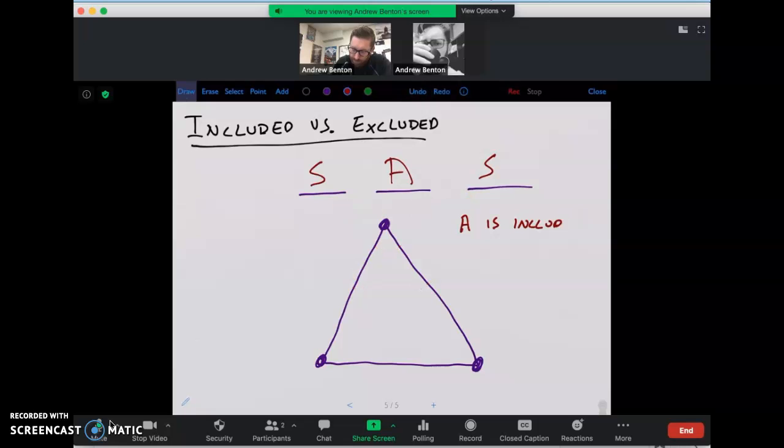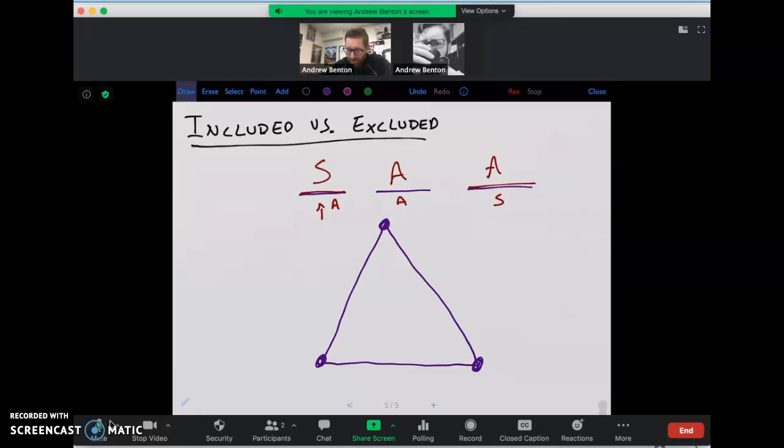Now, what about that other word that I keep talking about? Excluded. Let's talk about what excluded means. Excluded is when the side could either be there or here: angle, angle, side. The side or the angle is not touching, right? It's not in the middle. It's either on the left side or the right side. Now the side is excluded.